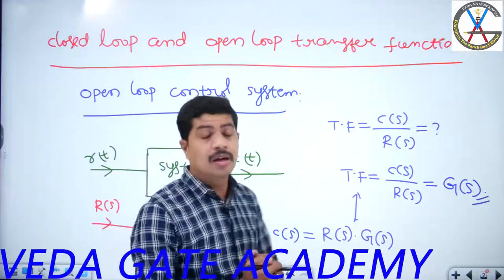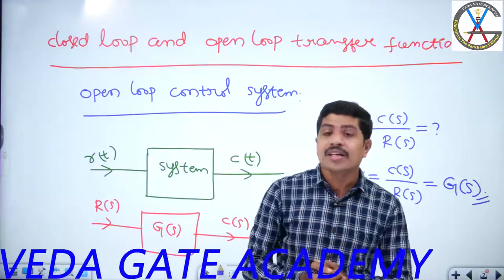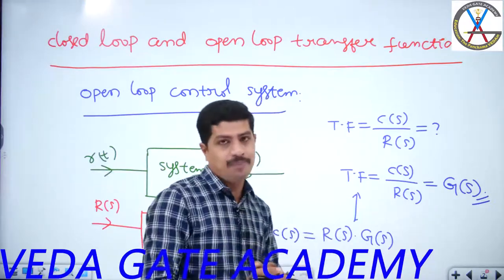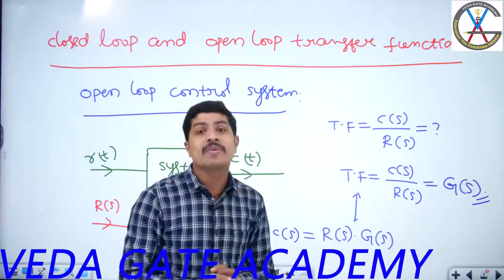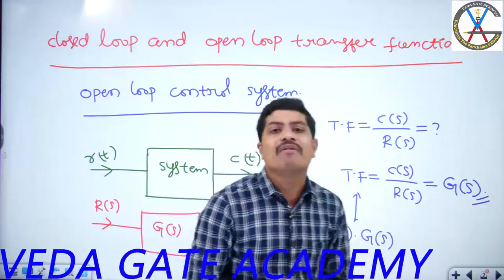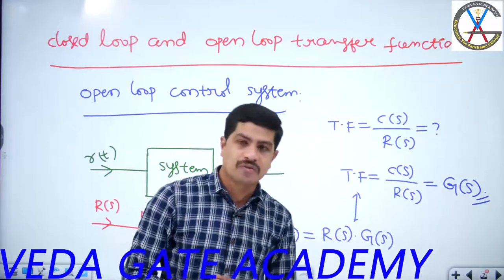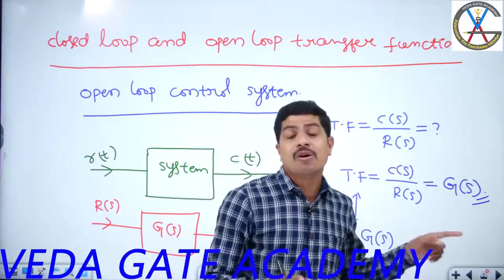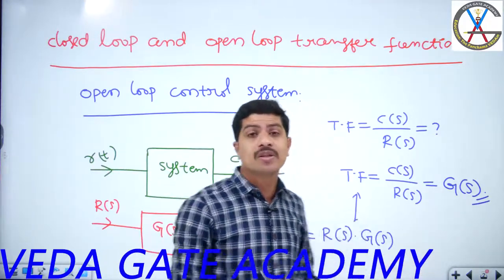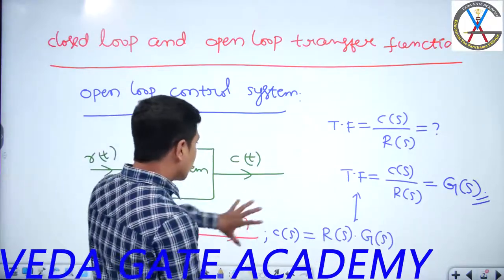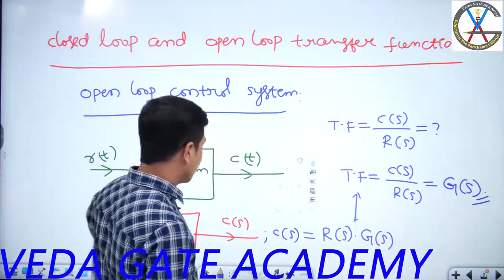Now, one point here I have to clarify. This G of S is not the open loop transfer function. You have to be very clear here. G of S is not the open loop transfer function, but G of S is the transfer function of this open loop system. Let me write that, it is very important.